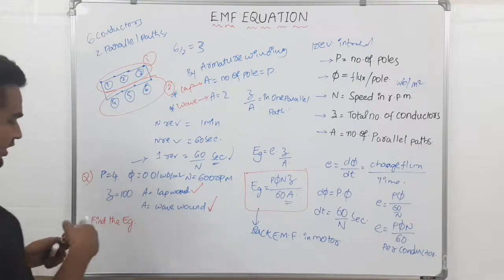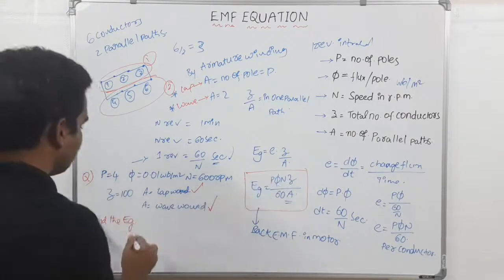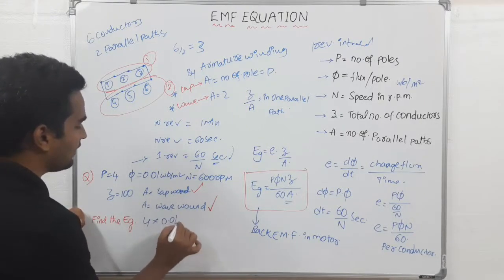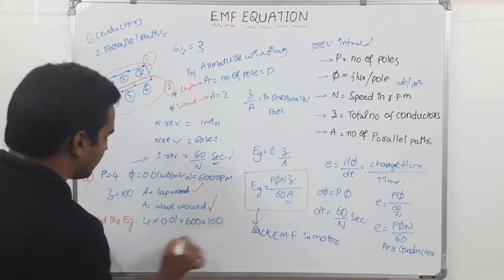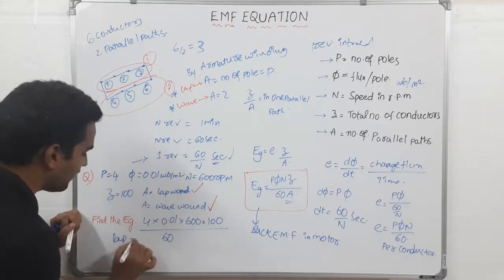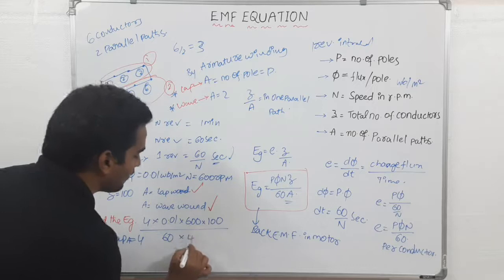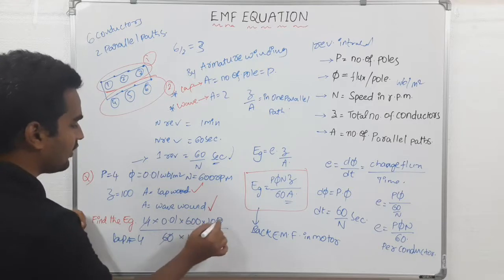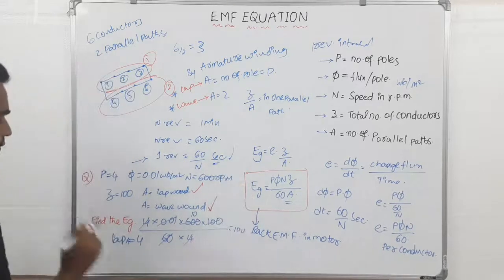The value of Eg can be given as P phi N Z by 60A. Let me substitute the values. P value is 4, phi 0.01 Weber, N is 600 RPM, number of conductors is 100, by 60. For lap winding, A equal to 4, therefore I have substituted 4. So the value of induced EMF is 10 volt if it is a lap winding machine.